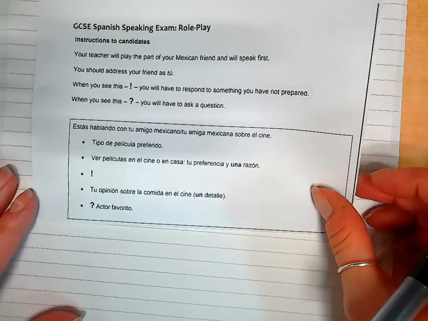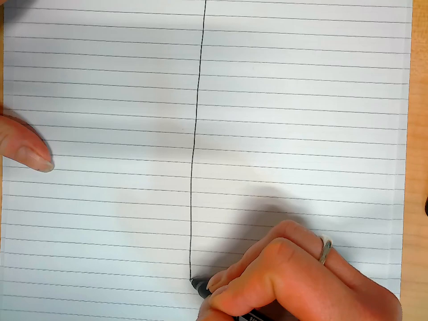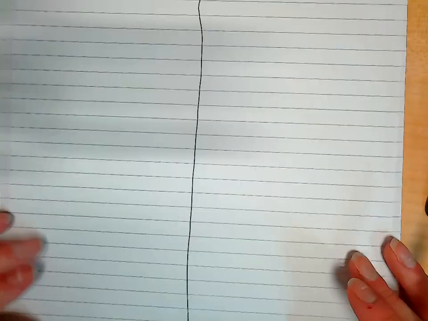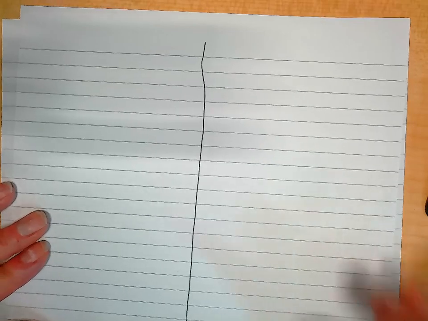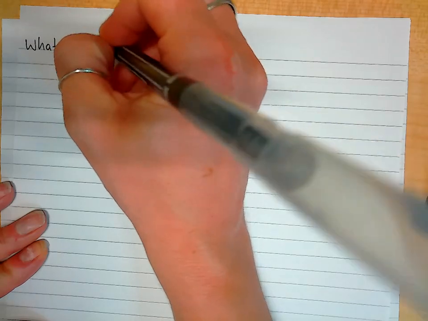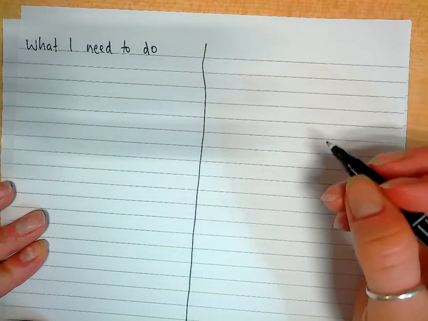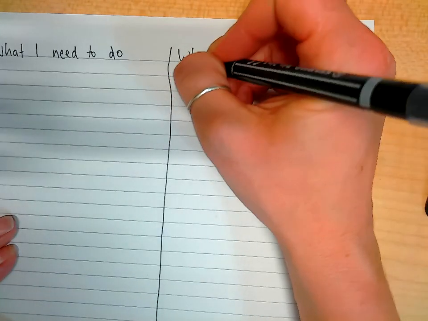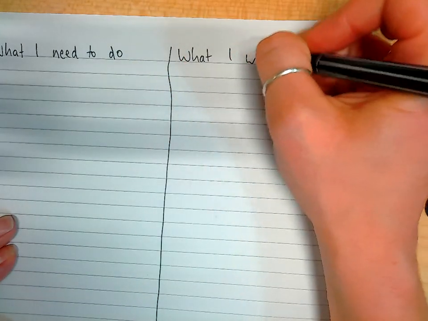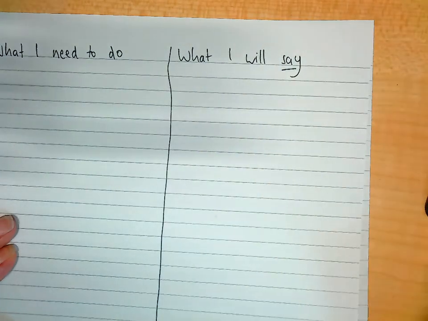So, before we start looking at this role play, we're going to prepare our sheet. Remember that you'll get a sheet on which to write your notes, and that you can take these notes into the exam with you and basically use it like a script. So we're going to divide the sheet into two. If you don't have a ruler with you on the day, it doesn't matter. On the first side, we're going to write what I need to do. On the second side, we're going to write what I will say. And this side is the side that acts as your script.